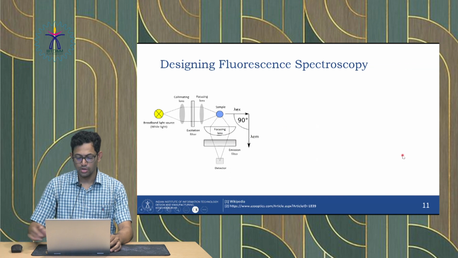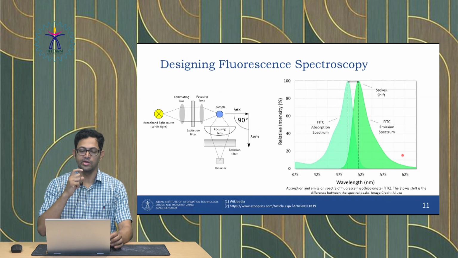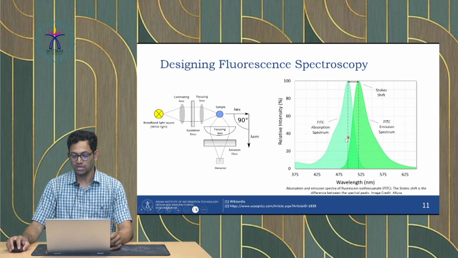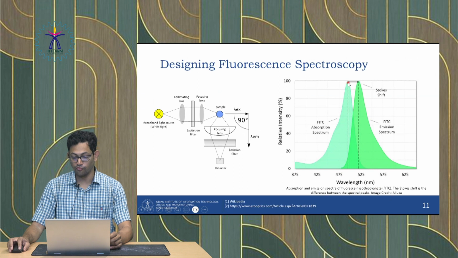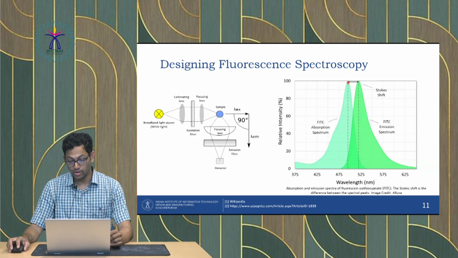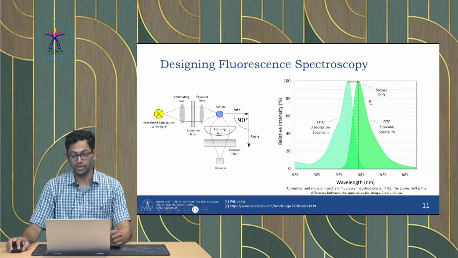So the first thing is to find the sample or the dye which has very high target binding specificity with the analyte of the sample. For example, this is fluorescein isothiocyanate, also known as FITC. It has an absorption peak at around 490 nanometers and emission at 520 nanometers. So this is the absorption spectrum and this is the emission spectrum.